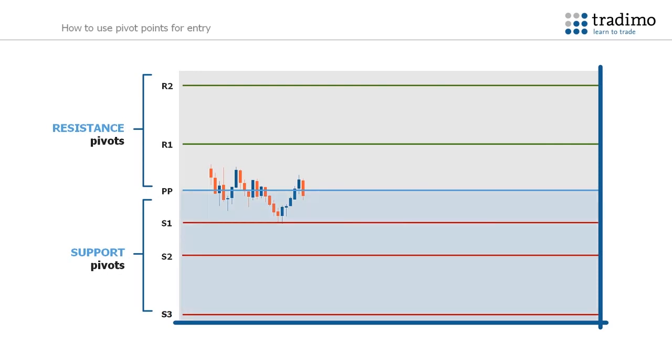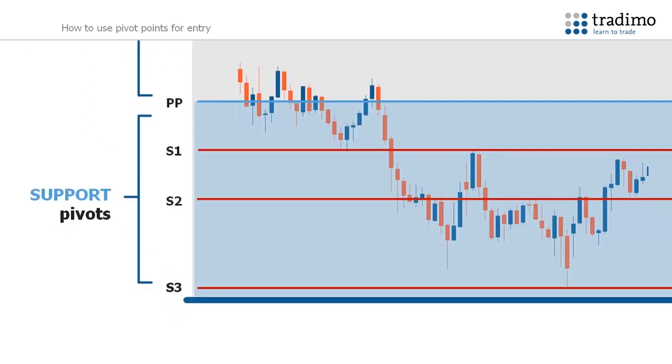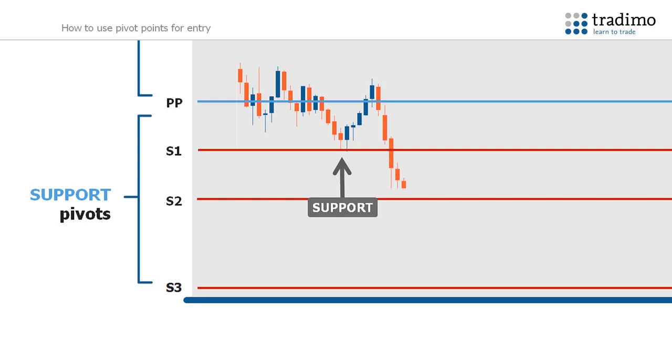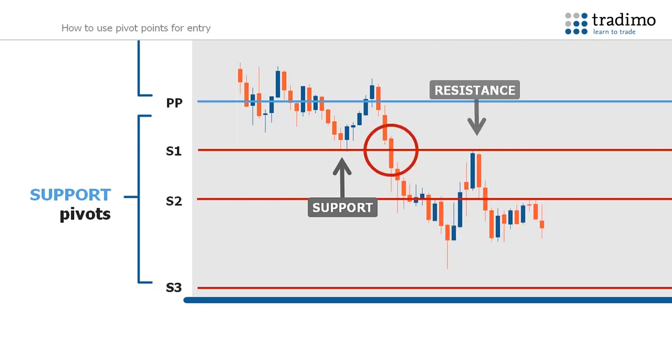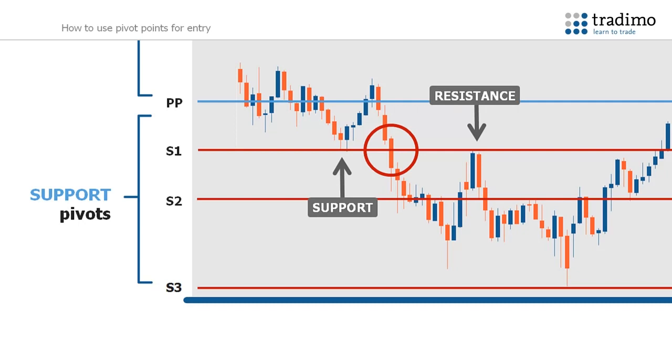If the price is trading below the daily pivot, then our bias should be short. The main support levels are S1, S2, and S3. If the S1 pivot level gets broken as support, it can then act as resistance when the price retraces back to it.